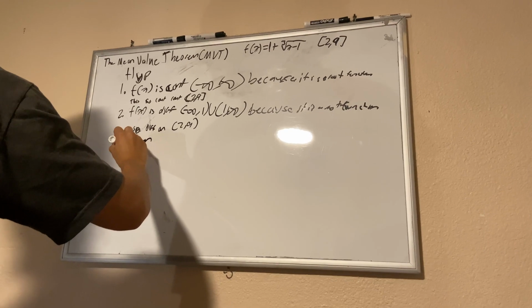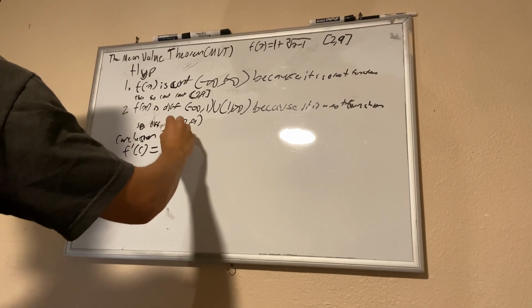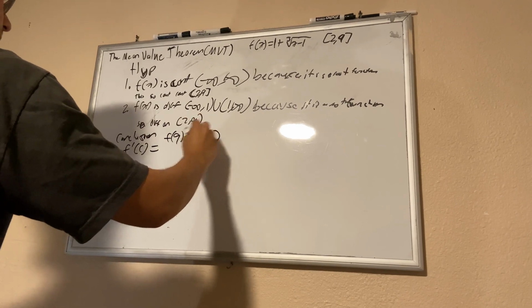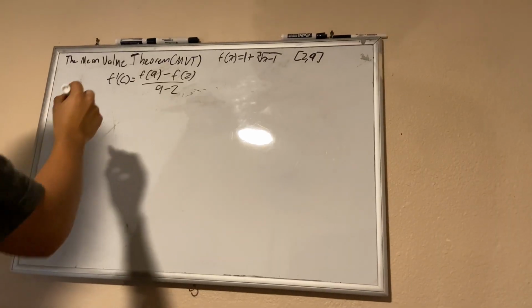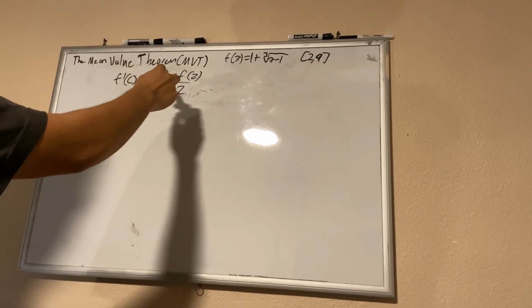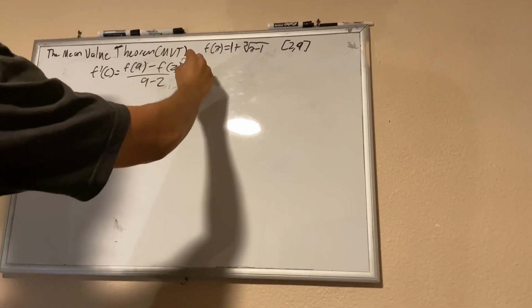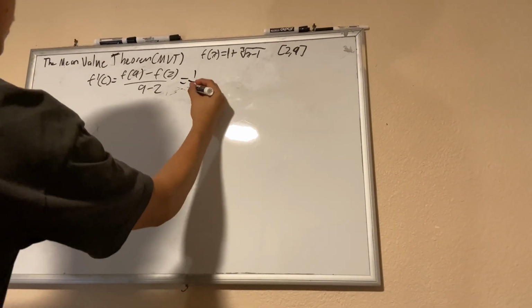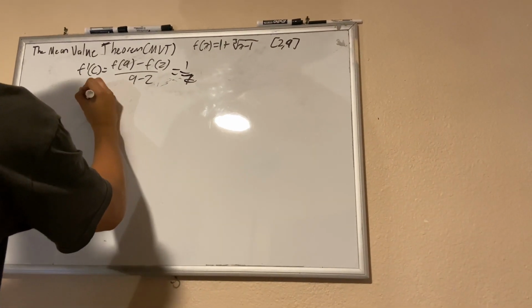would be f prime of c is equal to f of 9 minus f of 2 over 9 minus 2. So here we have our f prime of c. And so when we plug in our 9 and our 2 back into our equation, we get that this is equal to 1 over 7. And so now that we have that, we gotta find our f prime of x.